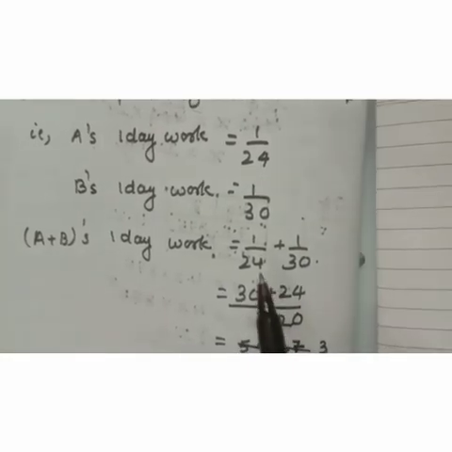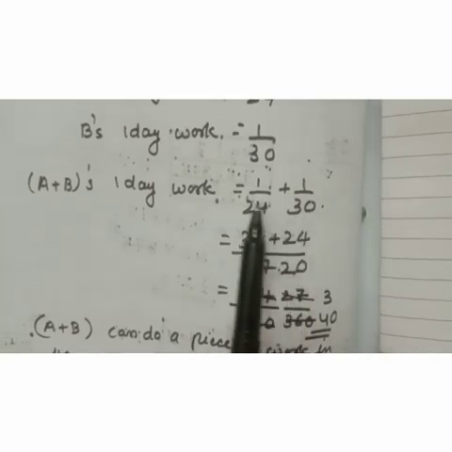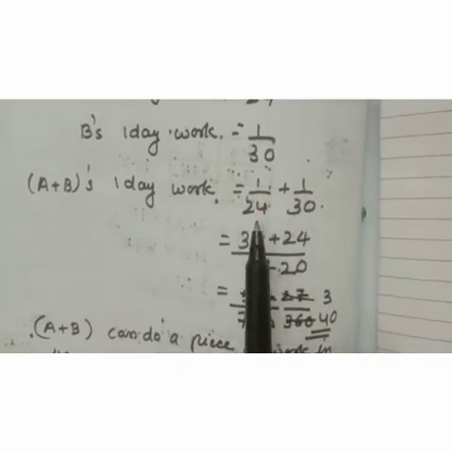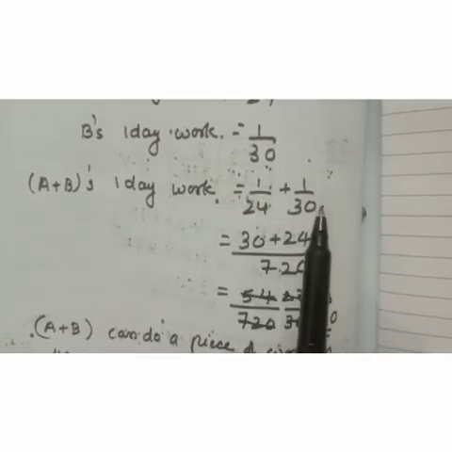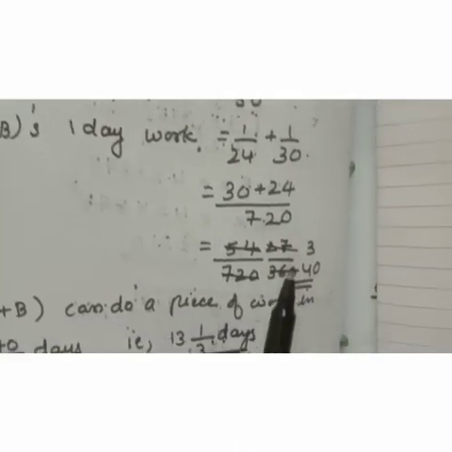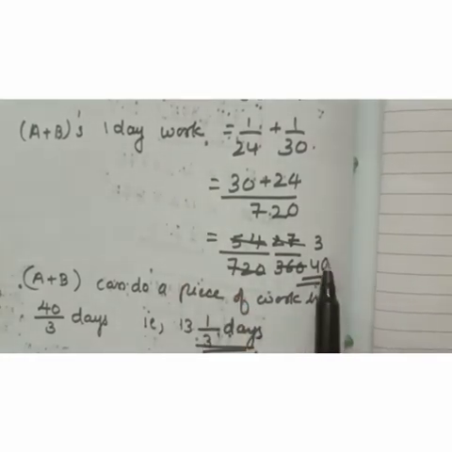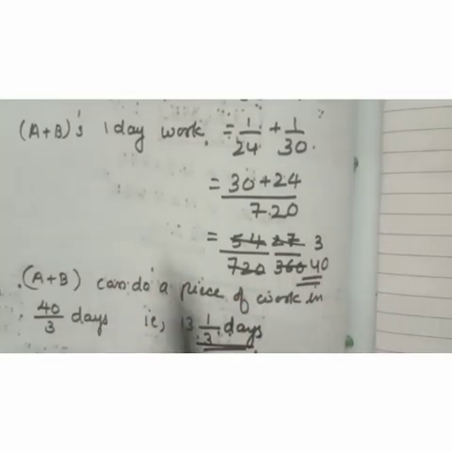Take the LCM. Most of the time I am doing the cross multiplication method only, crossly multiplying 31 or 30, 24 1 or 24, multiplying this. After that I am cutting out. I will get 3 by 40. That means one day work of A plus B is 3 by 40 work. Cross multiply.